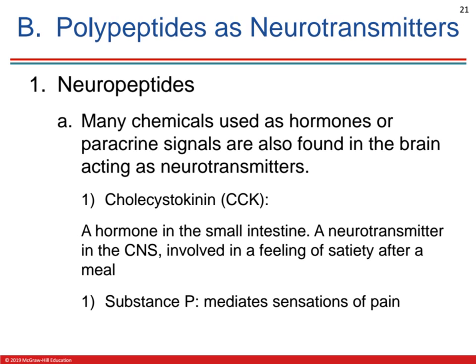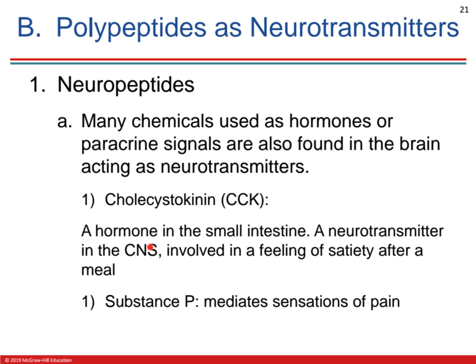So recall that peptides are chains of amino acids, and it turns out there's a huge variety of neuropeptides that are quite important. We're not going to go through them all because there are simply too many of them. It's almost an endless list, but I'll just name a few. These are chemicals that may be used as hormones. They can act as paracrine signals. They also may act as neurotransmitters.